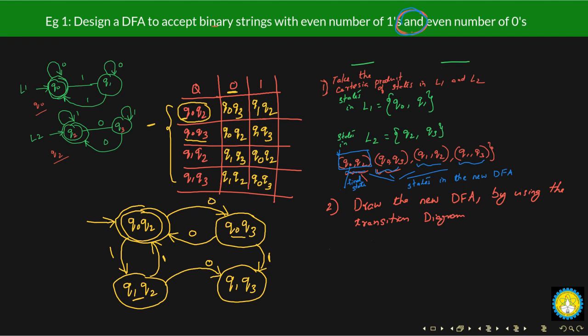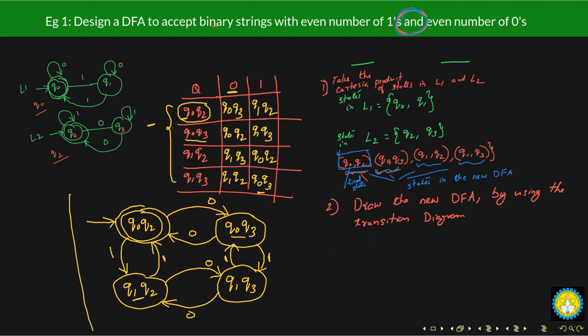The DFA looks very interesting. We have to draw the transitions from Q1, Q3 as well. From Q1, Q3, if I get a 0, I go to Q1, Q2, and if I get a 1, I go to Q0, Q3. Okay, so everything is fitting in. All transitions are present from all states. Now this is our DFA.